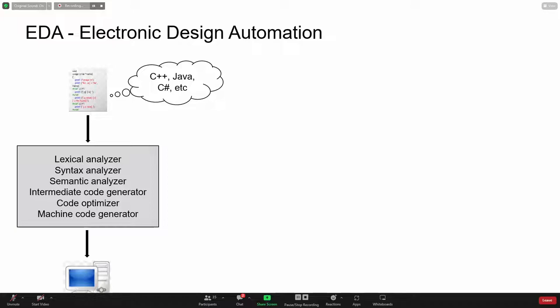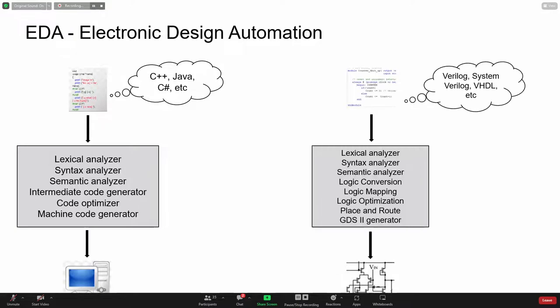Now, if you take an analogy to the EDA, electronic design automation industry, we have something called hardware description languages. They are mainly Verilog, SystemVerilog, and VHDL. They are similar to the software languages that you are familiar with, but they are used to define the functionality of the hardware, the IC, that you are intending to fabricate. So again, it's software which you write, and it requires a similar set of tools to process that code. Here you have the lexical analyzers, syntax analyzers, and semantic analyzers, similar to your normal software. But then you have logic conversion and logic mapping, because finally you're going to have a digital circuit.